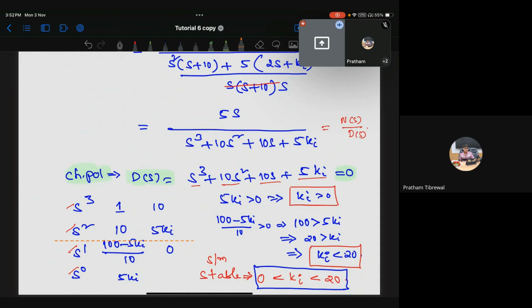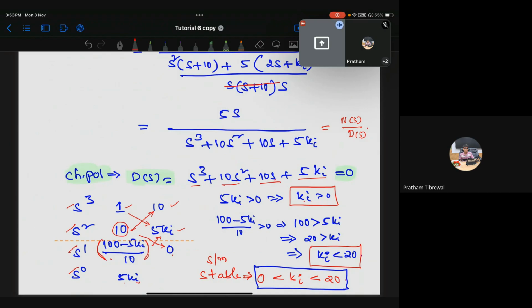Fill the coefficients in the first two rows. s cubed is 1, s squared is 10, s is 10, and s power 0 is 5ki. This we know how to calculate: 10 multiplied by 10 minus 1 multiplied by 5k, divided by 10, gives 10k, and this is 0. Then this multiplied by this minus 10 multiplied by 0, divided by this expression, will give us 5k.